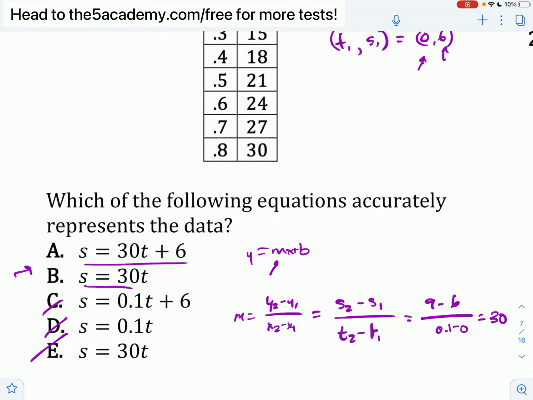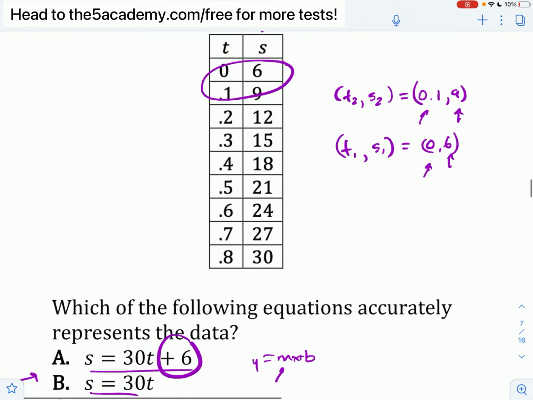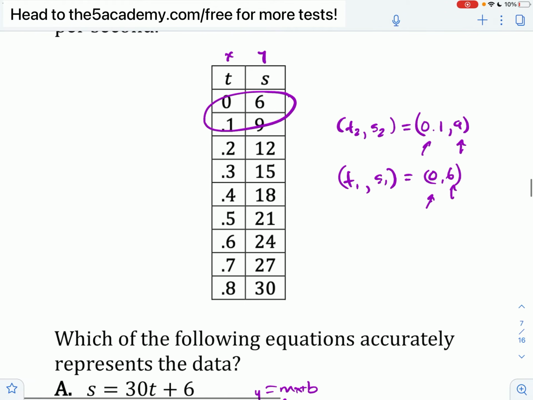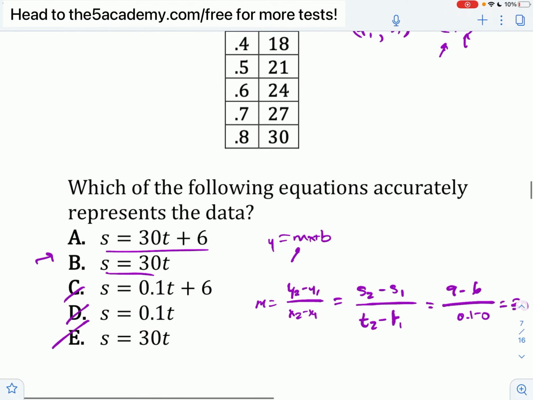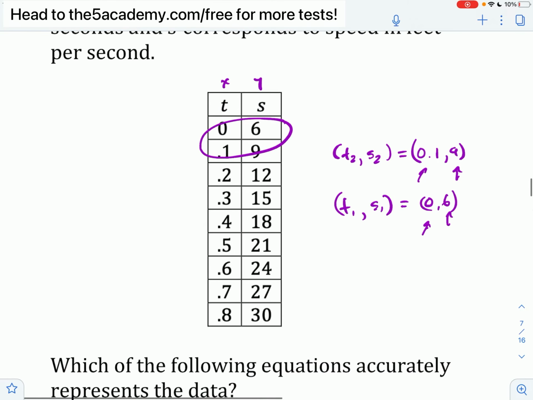The only difference now is the y-intercept. Do we have a y-intercept of 6 or a y-intercept of 0? So the y-intercept is going to be the value where x is 0. So it's the y value when x is 0. So here we see when x is 0, y is 6. So that's going to be our answer.